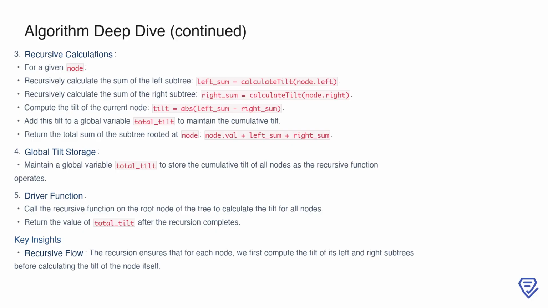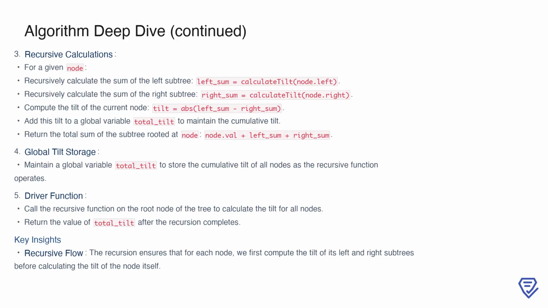Finally, the helper function returns the total sum of the subtree rooted at the current node, which is the value of the current node plus the sums of its left and right subtrees. To tie everything together, we use a driver function that starts the recursion at the root node.